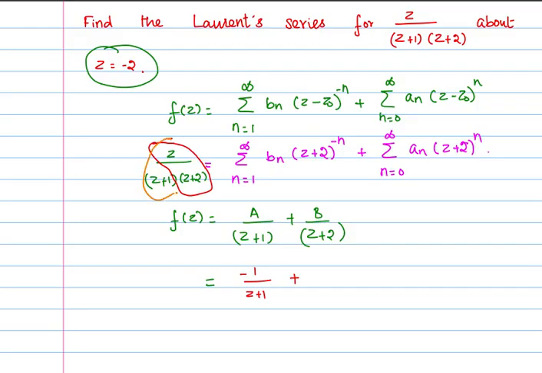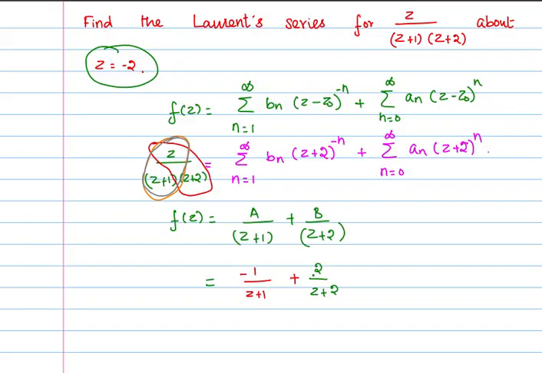For this one, we apply z equal to minus 2. The numerator is minus 2, the denominator is minus 2 plus 1, which is minus 1, so you will get plus 2 divided by (z plus 2). So this is how we do the partial fraction, and directly we get f of z.